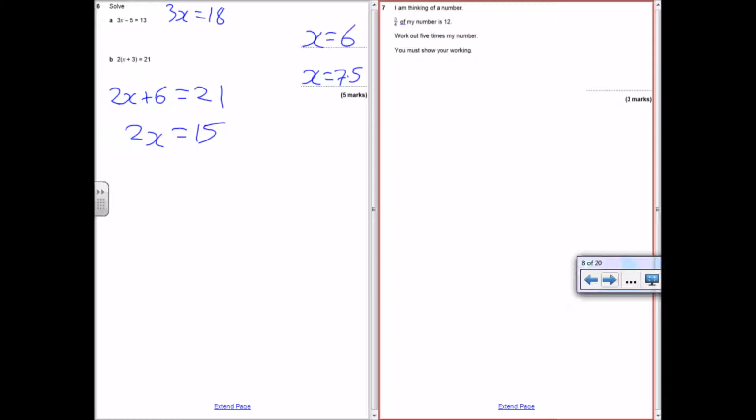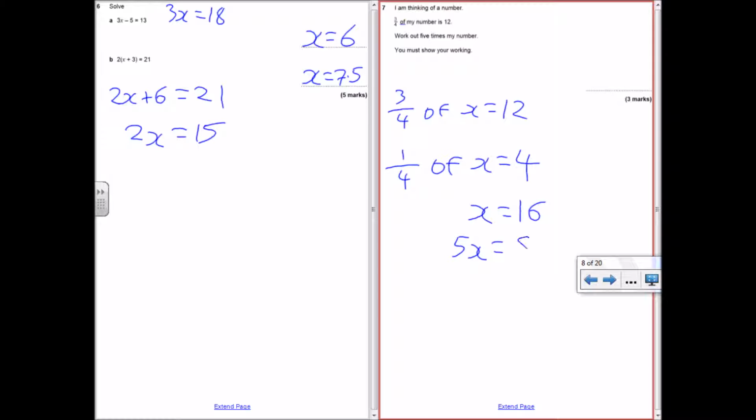Number 7, we know what 3/4 of a number is. We need to work out what 5 times that number is. So I'm going to call the number I'm thinking of x, just for ease of writing. So 3/4 of x, we've been told, is 12. So if we know that 3/4 is 12, 1/4 of x must be 12 divided by 3, which is 4. So if 1/4 of x is 4, x must be 4 times 4, which is 16. So 5 times x, 5x, must be 16 times 5, which is 80.